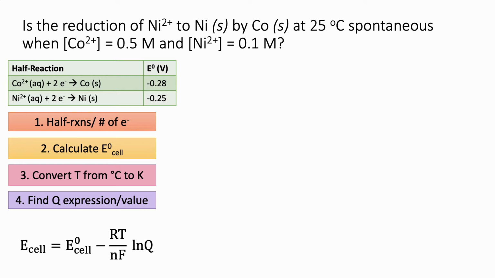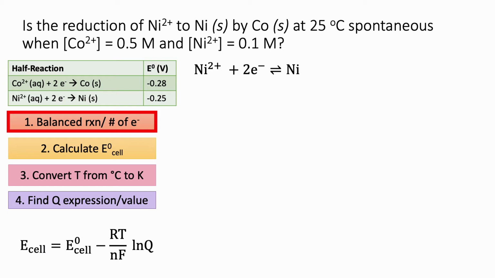So let's go ahead and make sure that we have all the things that we need before we actually get to plugging stuff into the Nernst equation. So the first thing we're going to do is write the balanced reaction and get the number of electrons that are exchanged. So it says that nickel 2+ is being reduced to solid nickel. That means our first half reaction is going to be a nickel half reaction, and we have to throw in 2 electrons to balance the charge. Again, if you don't remember how to balance redox reactions, I'm going to drop a link to the video down below in the description. So we have our reduction of nickel.